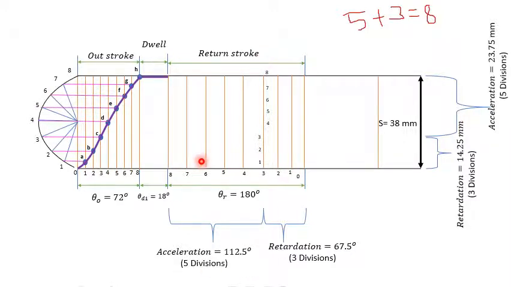Okay, now we have to identify the corner points. See, now the follower is at the dwell period, right? So at the end of the dwell period, this is the beginning of the return stroke. Therefore, this is one corner point. Next, this is the end of the return stroke. This is another corner point. So these are the two opposite corner points we have to select.